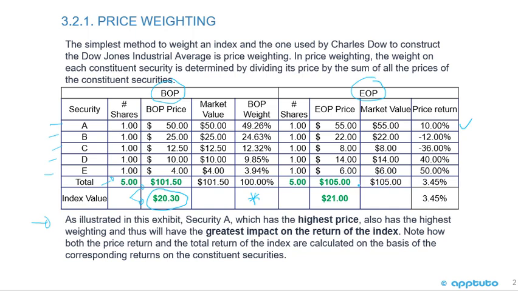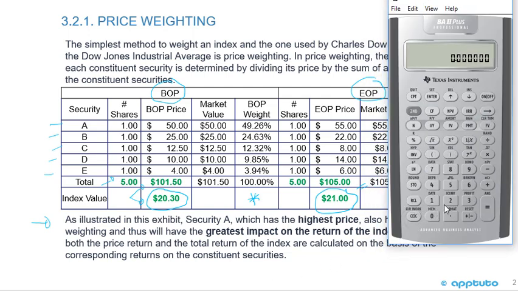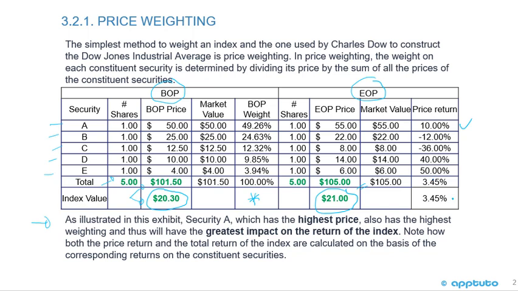So we add up all the prices here again and divide by 5, and we have an end of period price of 21. If we bring up the calculator very quickly again, we'll do 21 divided by 20.3, minus 1, and times by 100, and we're going to get 3.44 as the price return. Similarly, they added up the price returns in terms of percentages and divided by 5.